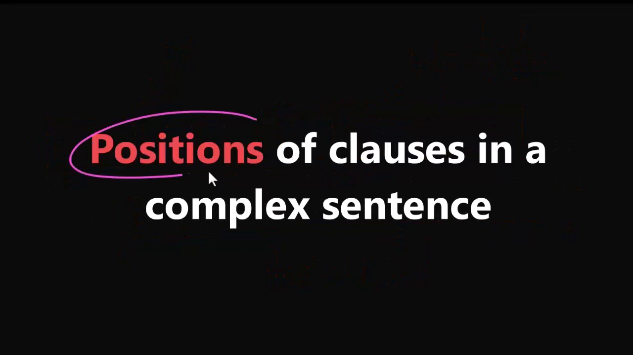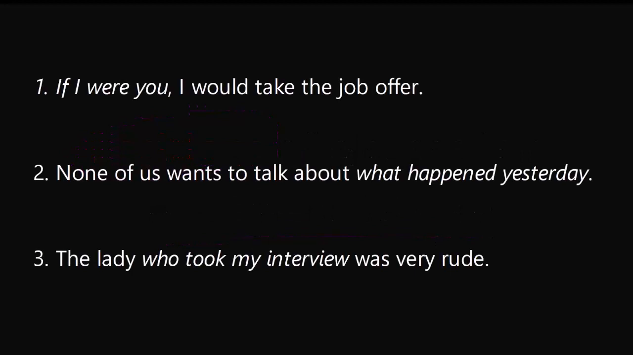Now let's understand positions of clauses in a complex sentence. Where can we have them? Let's understand this. You can start a sentence with either a dependent clause or an independent clause. Let's just focus on one clause and we'll understand the other one. The dependent clause can come at the beginning, in the middle of the sentence, or at the end of the sentence. Let's understand this with some examples.